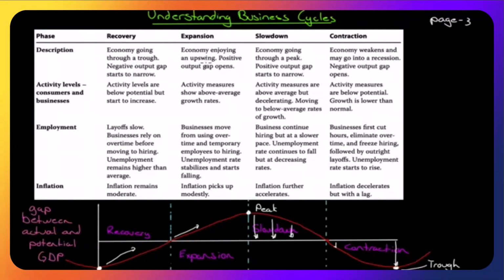In the expansion, the economy is enjoying an upswing. A positive output gap opens up. So we're not in an expansion until actual output exceeds potential output. Then we have a positive output gap.